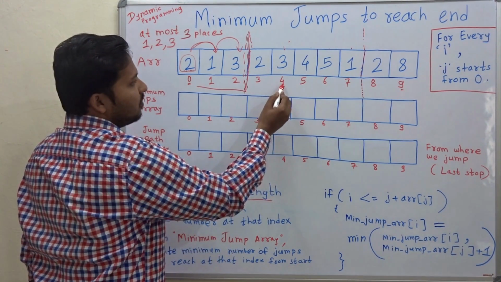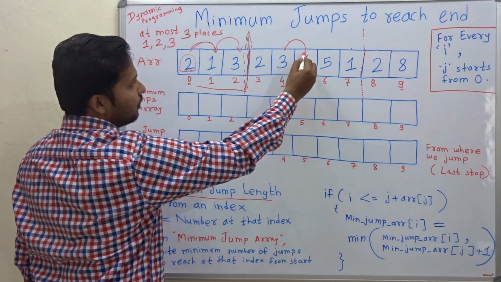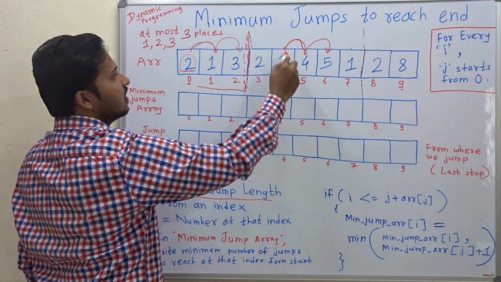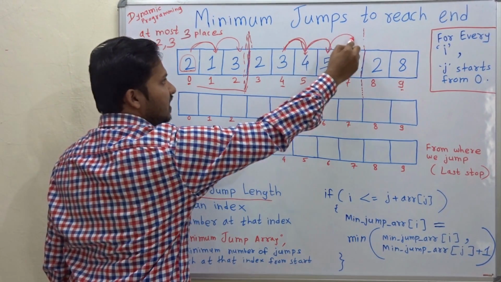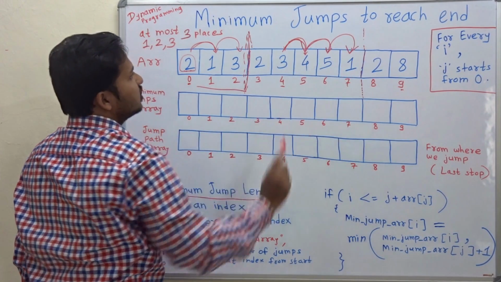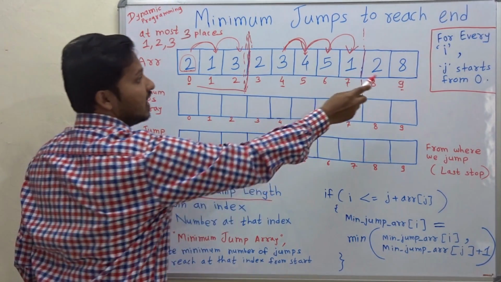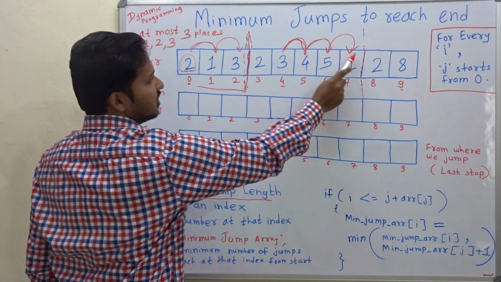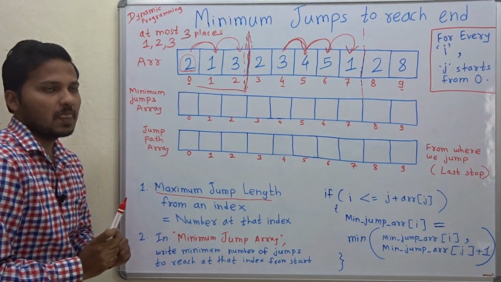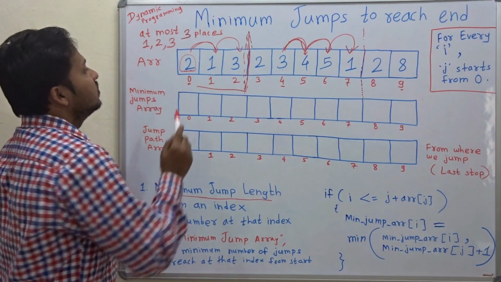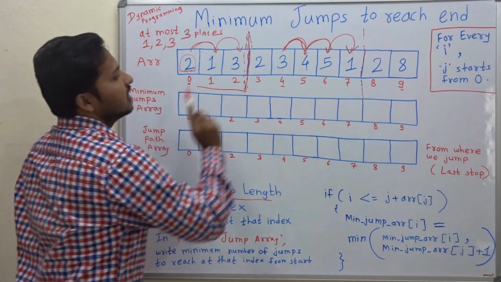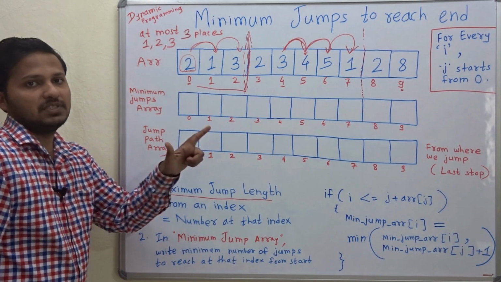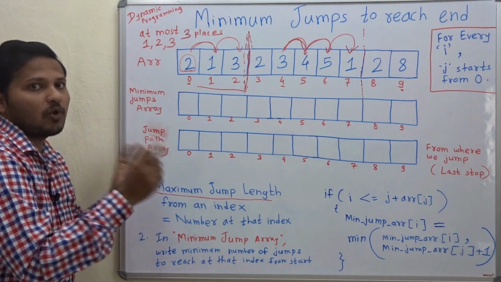Okay, means from index 4 you can reach to 5th index or to 6th index, or a length of jump 3 can take to the 7th place. But you cannot go to the 8th place because the length of the jump is at most 3 places. Okay. Now in this way you have to start at the 0th index and have to reach at the 9th index with the minimum number of jumps. Okay. So this is the problem statement.